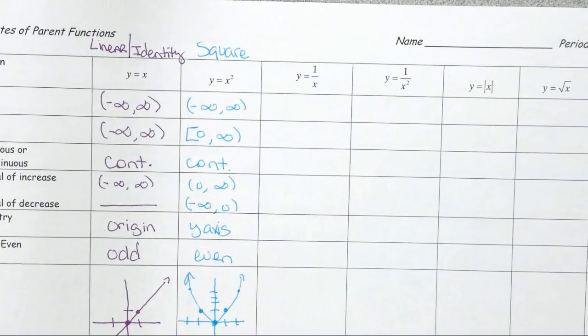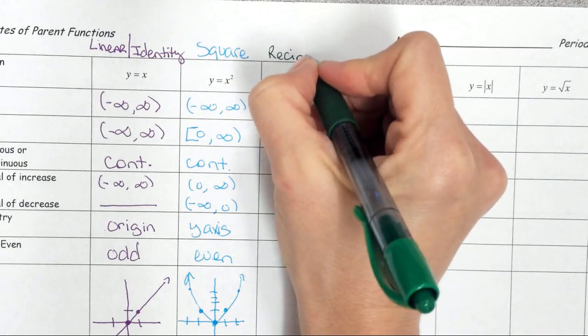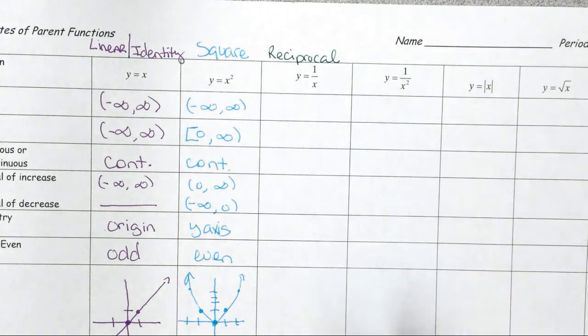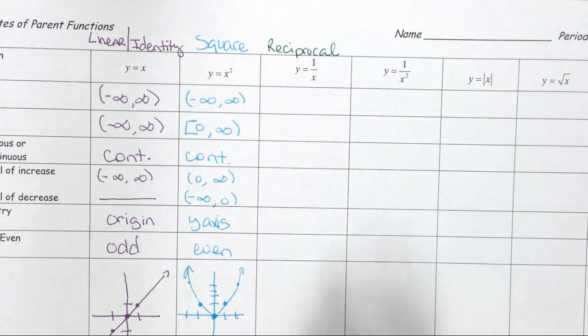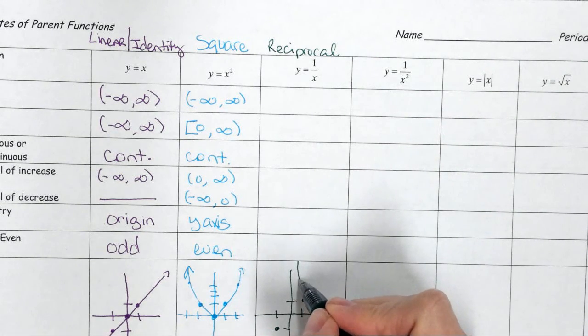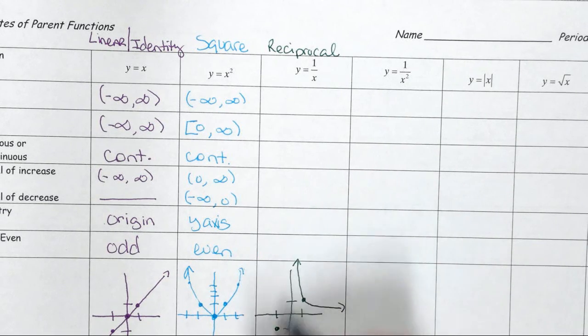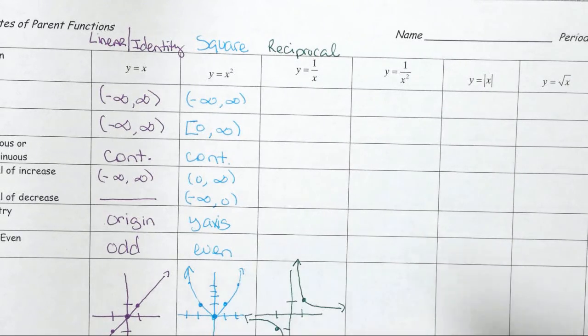The third function is called our reciprocal function. The reciprocal function has a point at (1, 1) and has a point at (-1, -1). It's asymptotic about the y and x-axis.